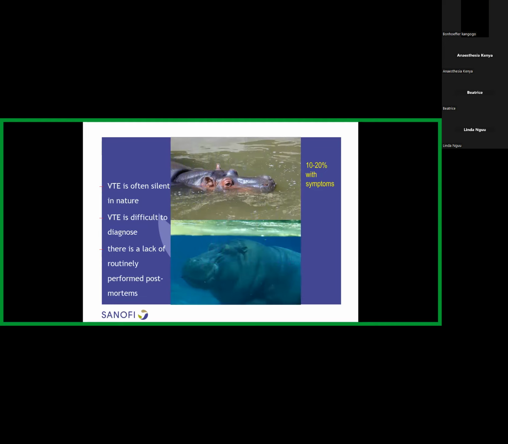This is just another image to re-emphasize that the 10 to 20% with symptoms of VTE is only what we are able to see. Therefore, there is the need for us to use the Caprini scoring tool and to do risk assessment to tell if our patient is at risk of developing a clot. Then we are able to give prophylaxis or even treat in time to prevent any type of pulmonary embolism.